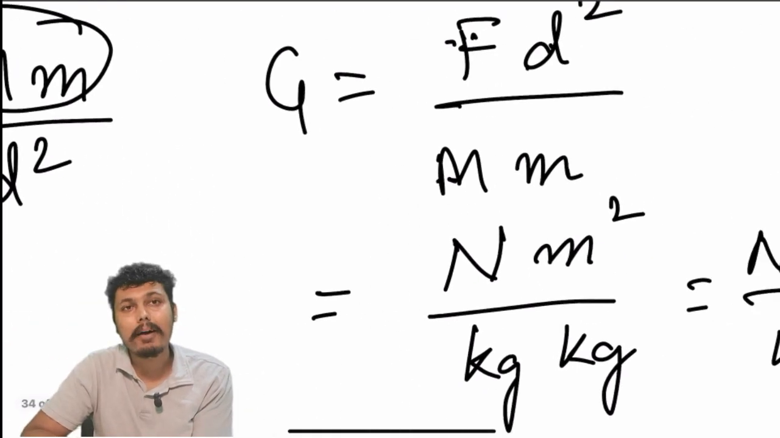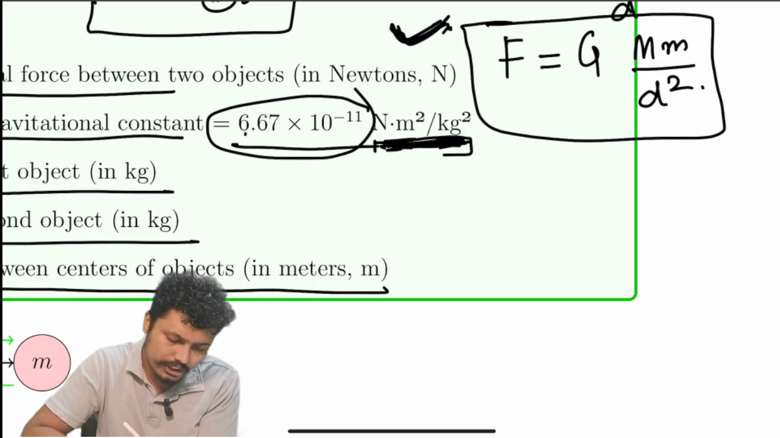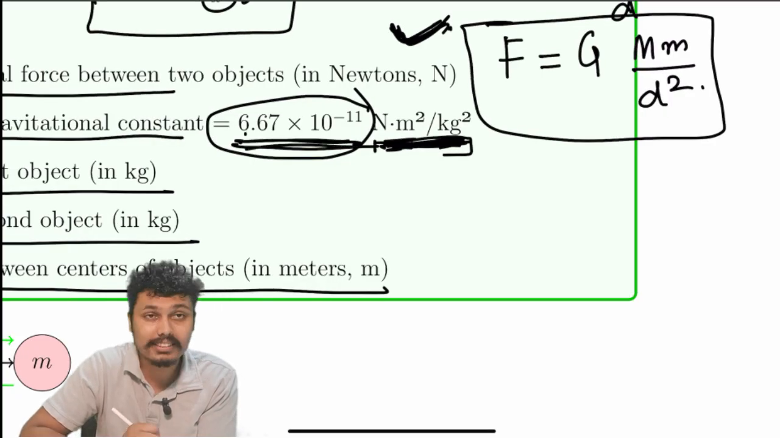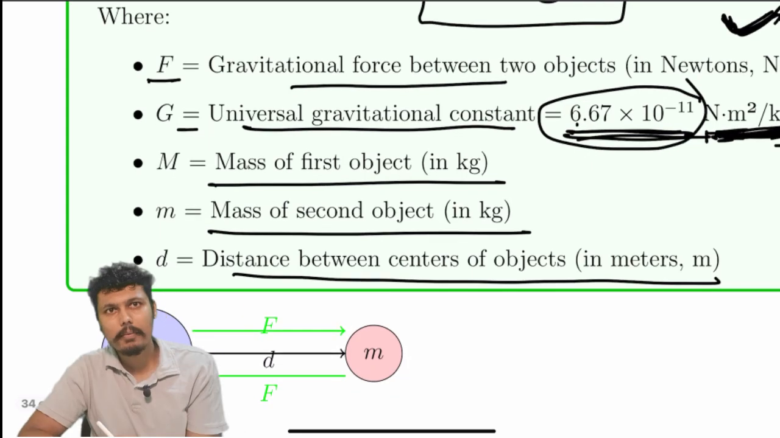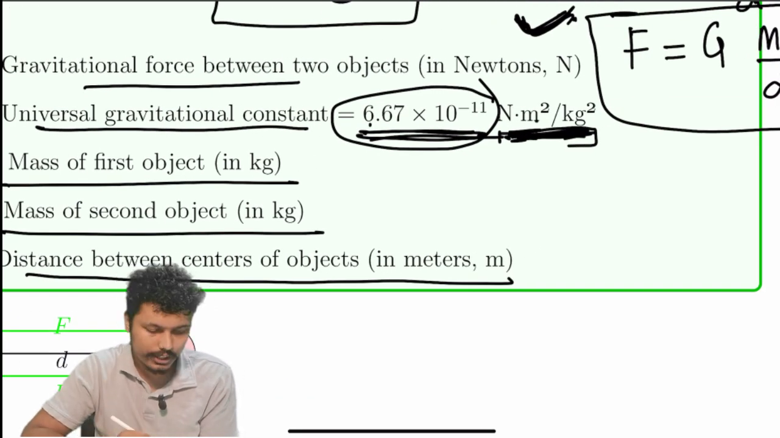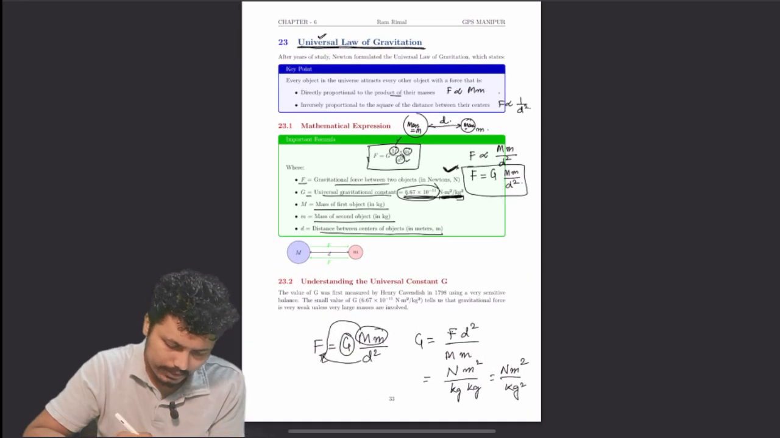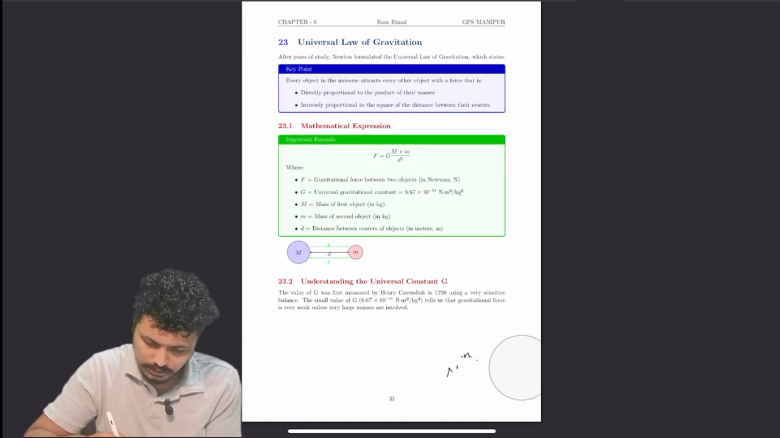So you don't need to get it by heart. What you need to remember is this number, 6.67 into 10 to the power minus 11. Actually you can calculate this also, but remember at least this much. This unit you can calculate and find out. Okay, let's go next. So we have discussed the law.